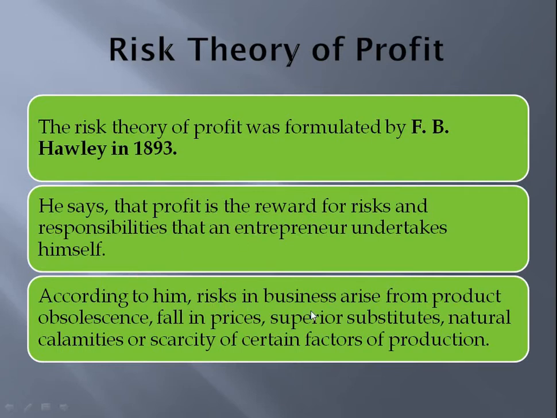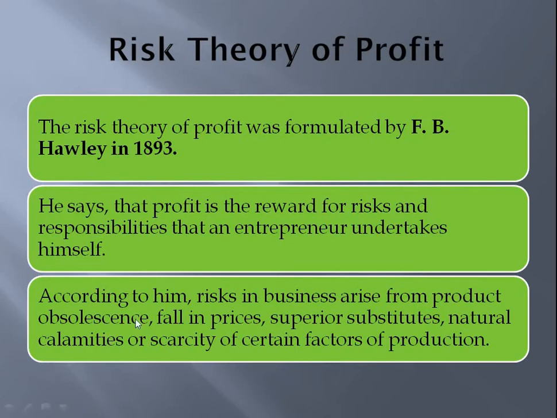And according to him, risk in business arises from product obsolescence, fall in prices, superior substitutes, natural calamities, or scarcity of certain factors of production. So he has defined risks in business in different ways. How does he define? First, product obsolescence. Obsolescence means becoming old. If the product is becoming old in the market, then it is a risk for a businessman, isn't it? All the time a businessman must improve or upgrade his product. If that is not happening, then it is a risk for him.